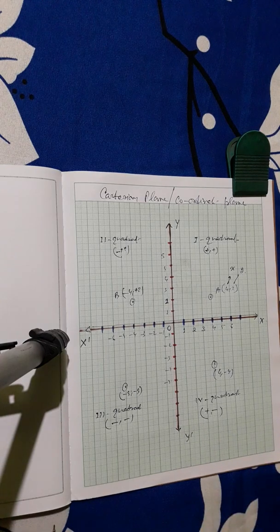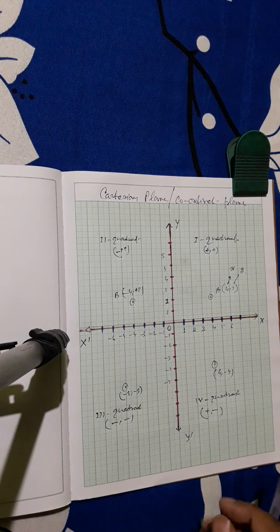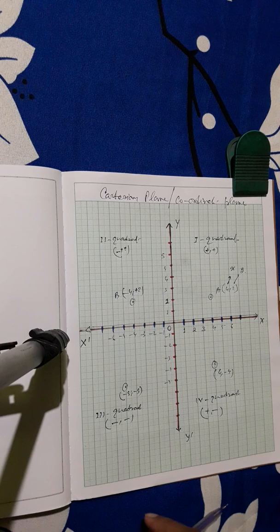In this way, we can plot different points on the Cartesian coordinate plane, and in your next class you will see how different points can be plotted, which are the solutions of linear equation in two variables.